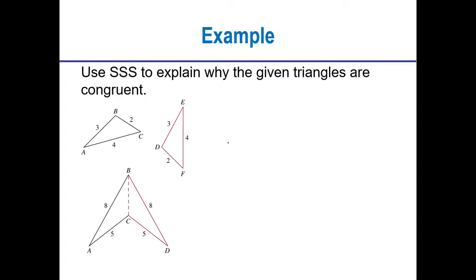Use side, side, side to explain why the given triangles are congruent. So we're given that these two triangles are congruent, we just have to explain why. Notice that segment AB is congruent to segment DE. So I can say that AB is congruent to segment DE, and segment BC is congruent to segment DF.